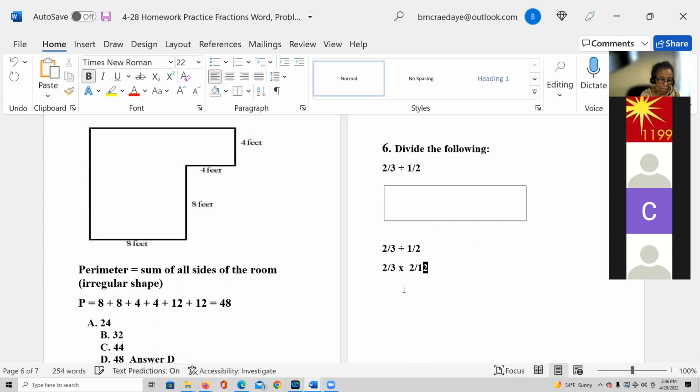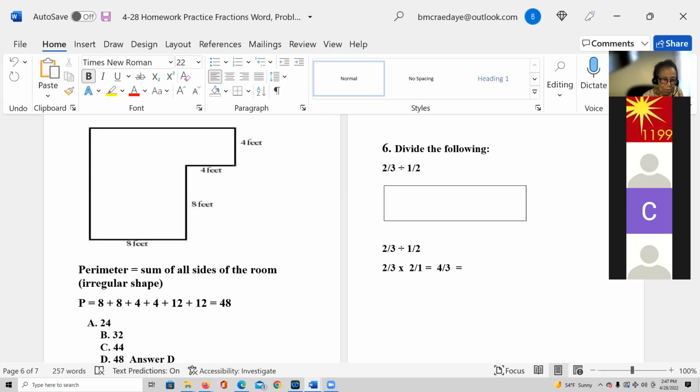Okay, so what's the answer, Mercedes? Numerator times the numerator, denominator times the denominator. What do you get? So you're going to say 2 times 2 is 4, and 3 times 1 is 3. So you have 4/3. Now, suppose I said, what is that number as a mixed number?